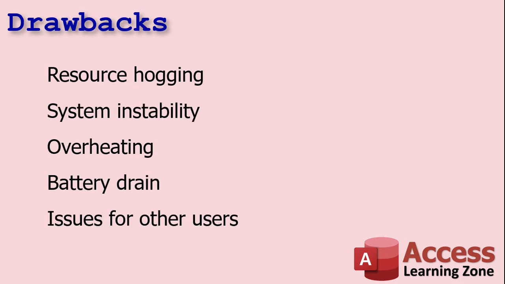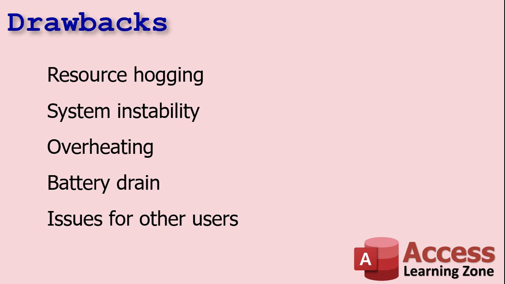Now, some drawbacks: resource hogging. That means Access is going to get priority. So if you've got other stuff running in the background, you switch over to your web browser, that might run slower. If you've got Excel running, that's going to run slower. It may cause system instability. Now, Access and most of Microsoft Office and newer applications are good with it, but some older applications especially don't like being put in the background and not having the right access to the CPU when they want it. So it could cause other applications to misbehave.